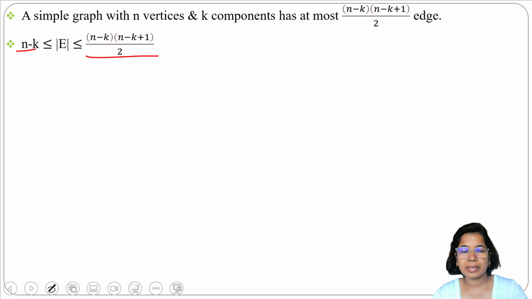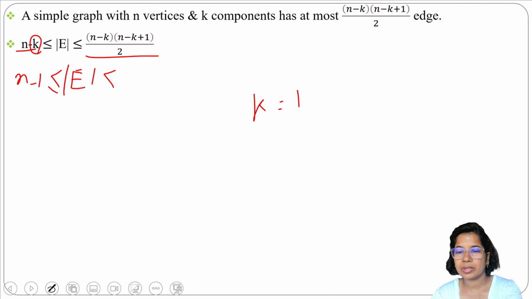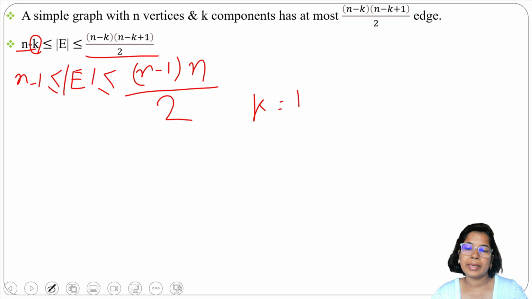Suppose it's a connected graph. In case of a connected graph, the number of components will be 1. Now the number of edges lies between n minus 1 and, in place of k I am writing 1, (n minus 1) multiplied by (n minus 1 plus 1) divided by 2. The 1 plus 1 will be cancelled, so it is n divided by 2. In case of a connected graph, the number of edges lies between n minus 1 and (n minus 1) multiplied by n divided by 2. This is the number of edges in case of a complete graph.